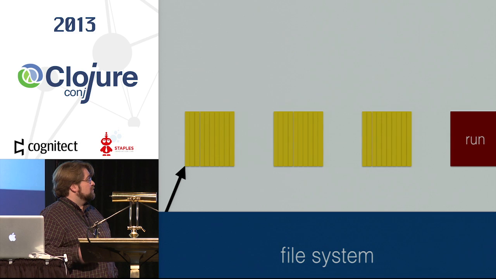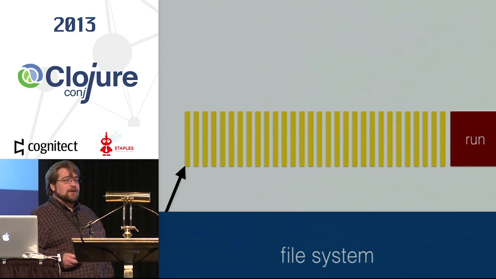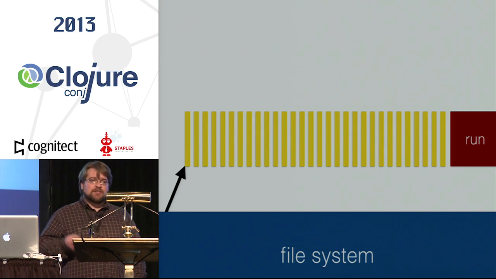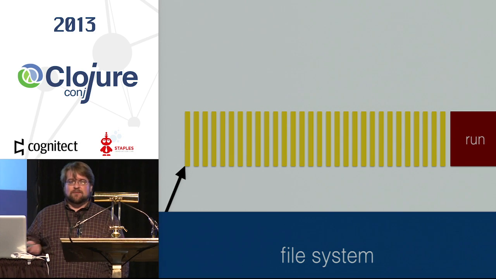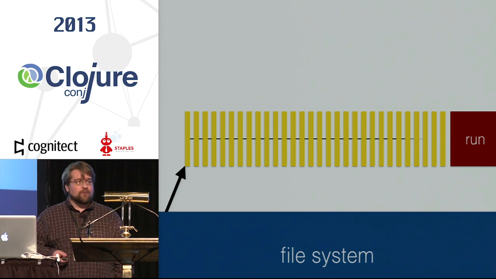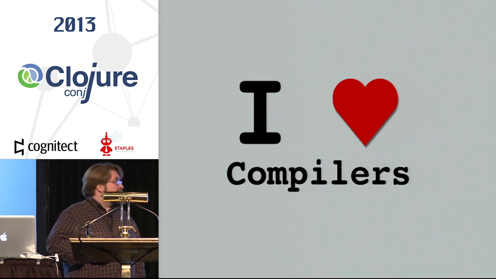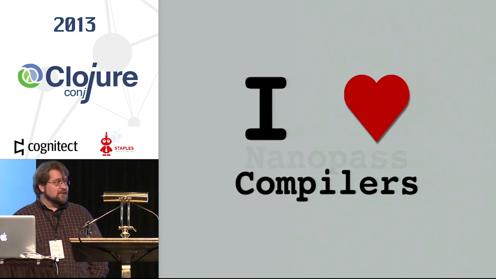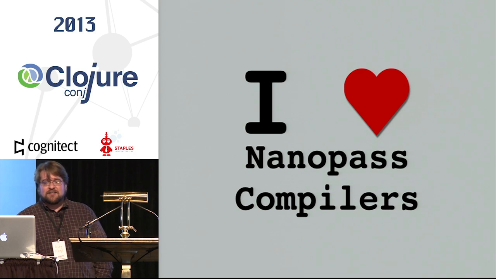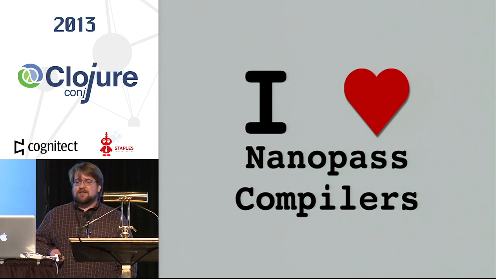So what we want to do is take these things and break them up into a bunch of small passes, where each one of these passes is just performing some single task, and then run through them that way. So as I said, I love compilers, but I particularly love Nanopass compilers. And I've spent some time working on this stuff.